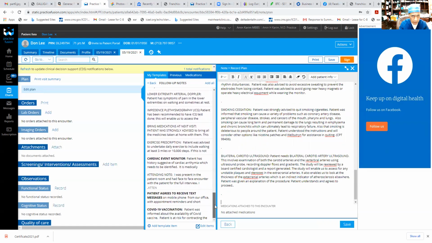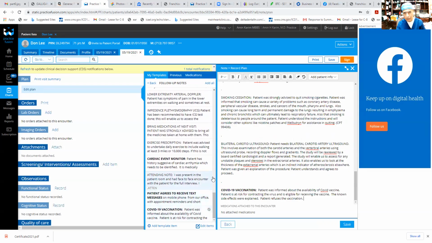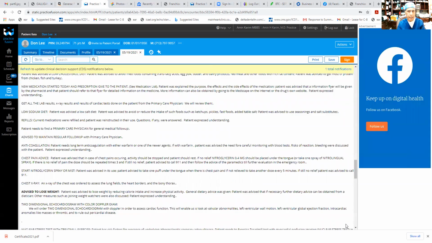And then COVID-19 vaccination. See, I'm keeping up with this trend, so I've added that. If you don't have it, just go to add template item and put it there, and it will show up. Maybe bold the first few letters. Once you have done that, everything is done, save it, and that's it, your note is written.